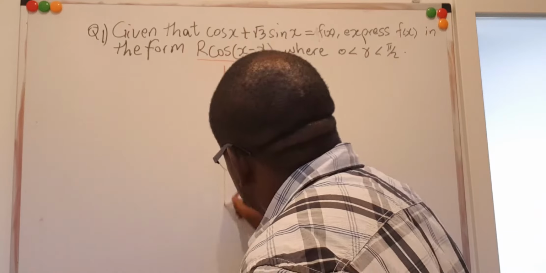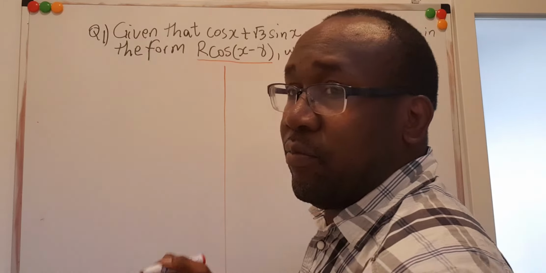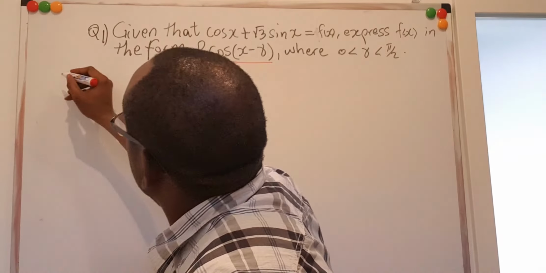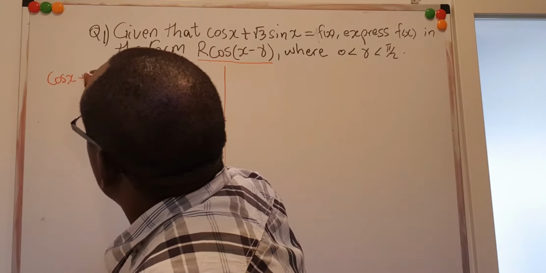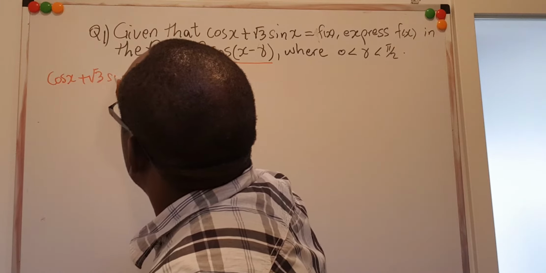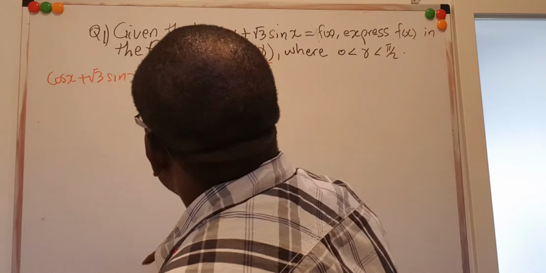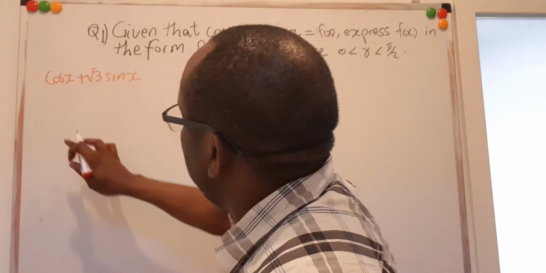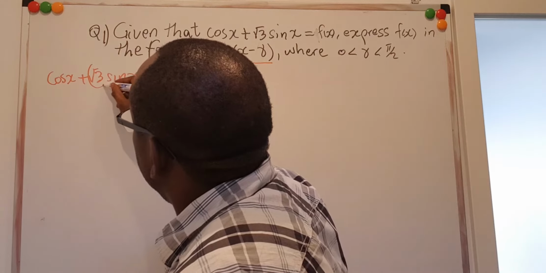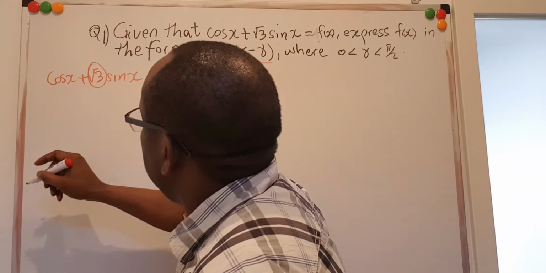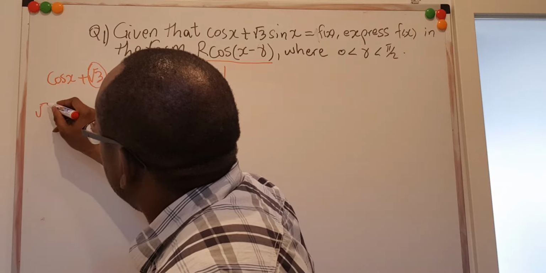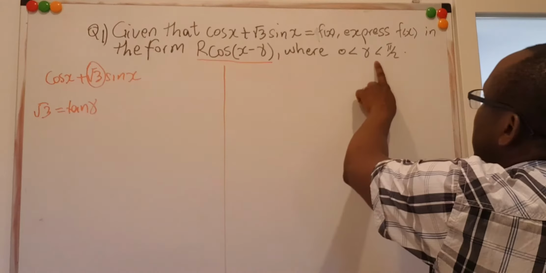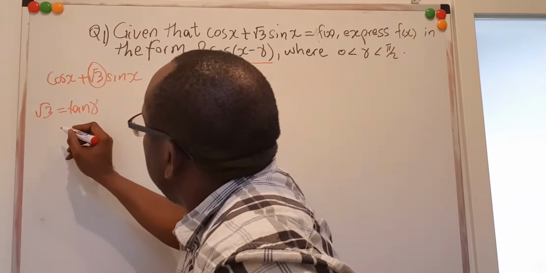We can solve this problem in two ways, and I'll try to take you through both of them. The first thing is we look at what we have in hand. We have cos x plus root 3 sine x, and we have to express it in this form with a cosine there. So I will try to introduce a trigonometric function that helps with that. Let me say that root 3 is equal to tangent of gamma. I will force tangent of gamma into that expression.